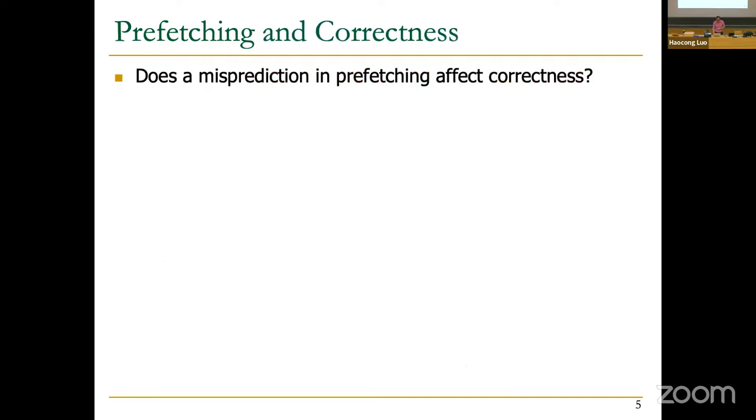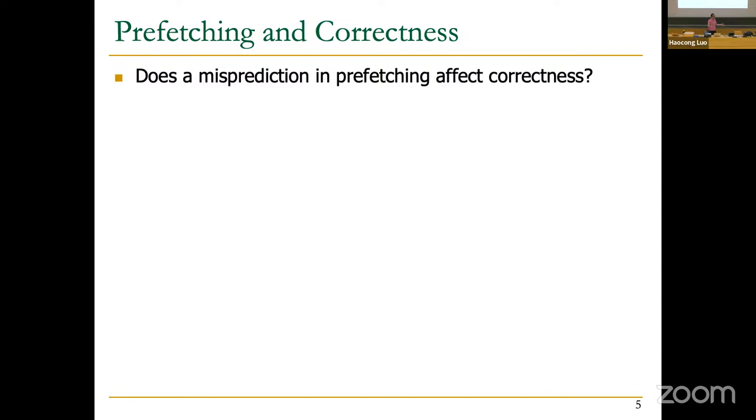Before I go further, I should ask this question and answer it quickly. I said this is a speculative mechanism, but it's slightly different from other speculative mechanisms like branch prediction. If you have a misprediction, this doesn't affect correctness, meaning you don't need to back up, you don't need to flush the pipeline or anything. If you had a branch misprediction, you executed some wrong instructions or fetched some wrong instruction, you need to flush the pipeline.